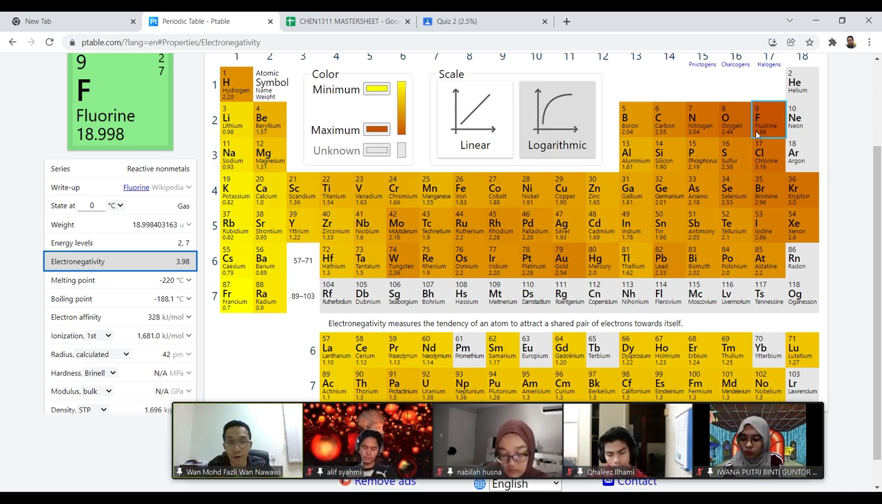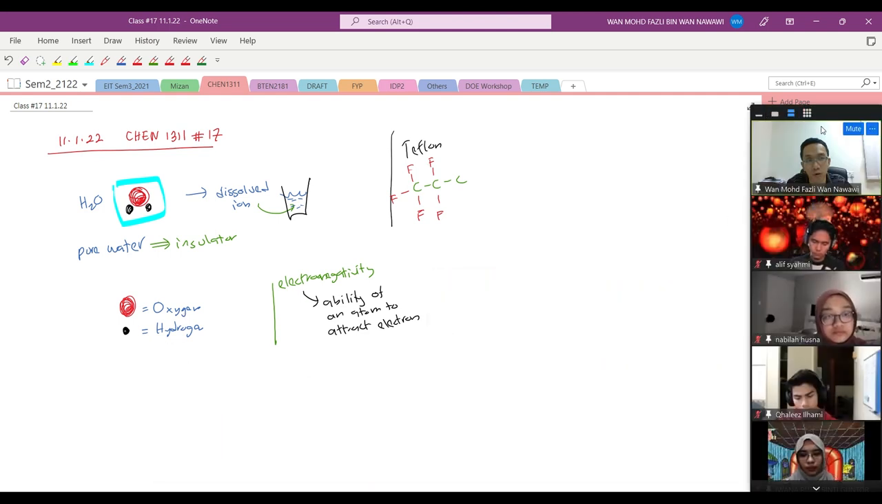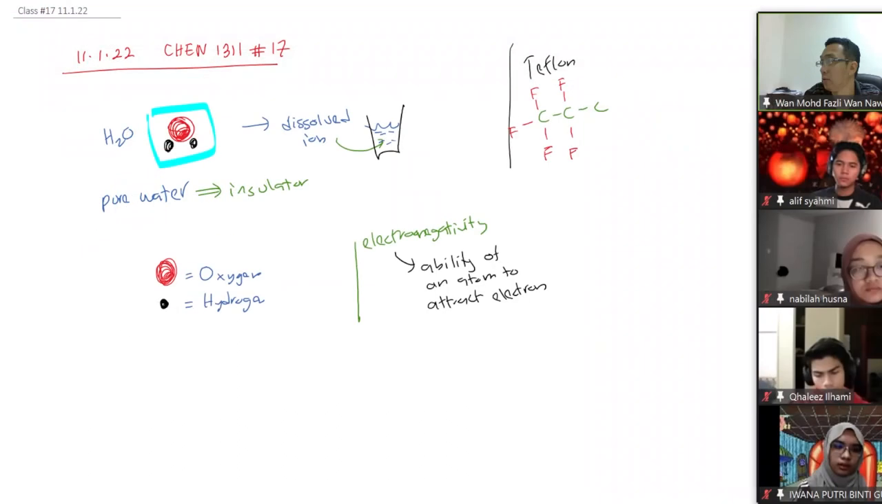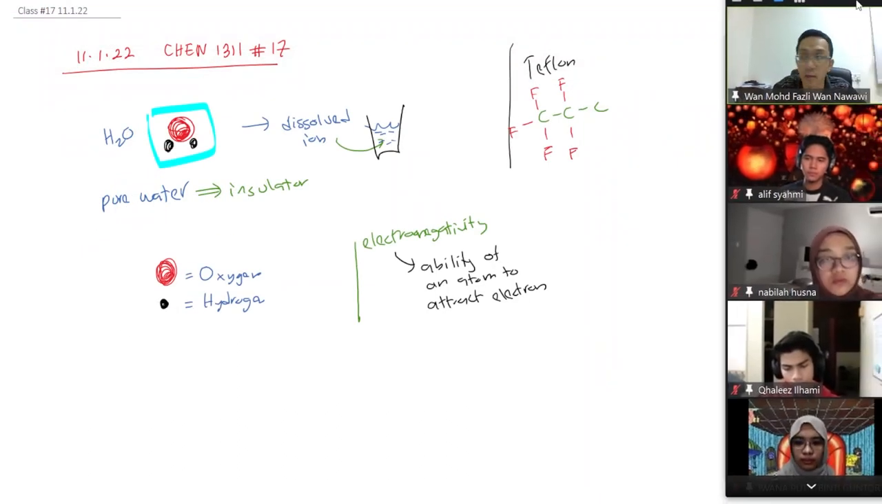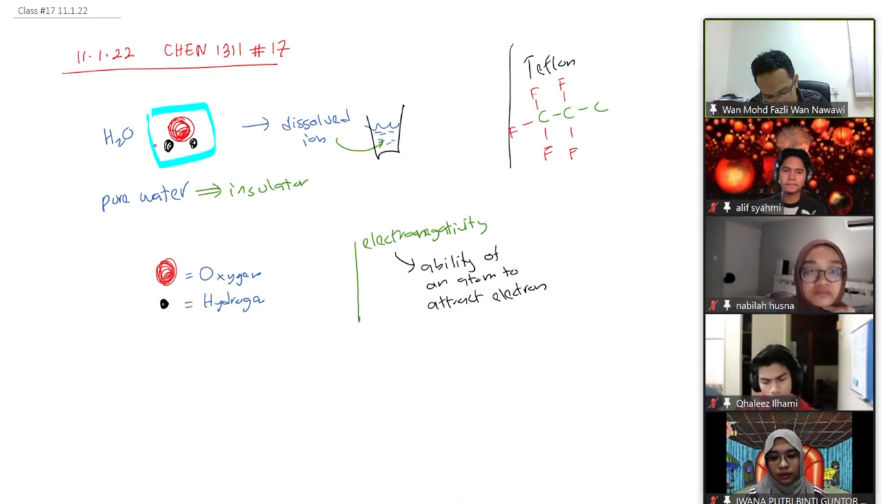Okay, so that's about electronegativity. Now we talk about water. Oxygen and hydrogen: oxygen has higher electronegativity than hydrogen. So when you draw the oxygen atom, people draw some partial negative charge on the oxygen. You normally see people draw something like this.